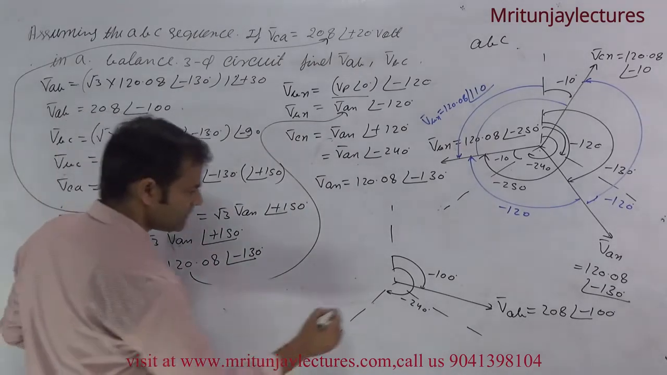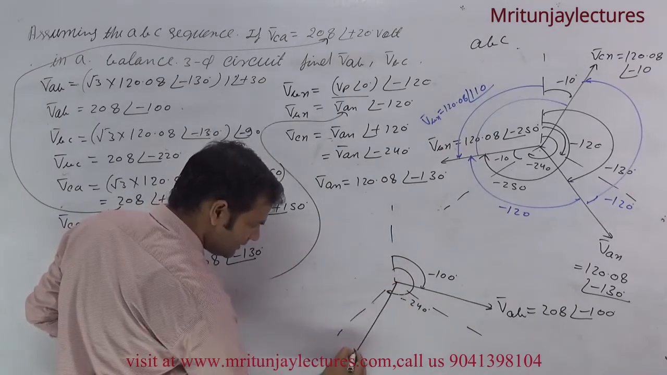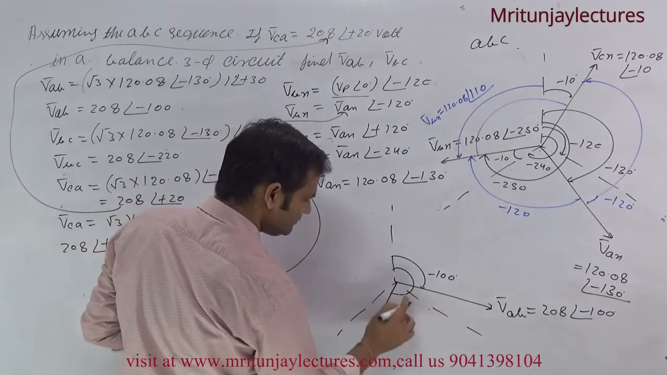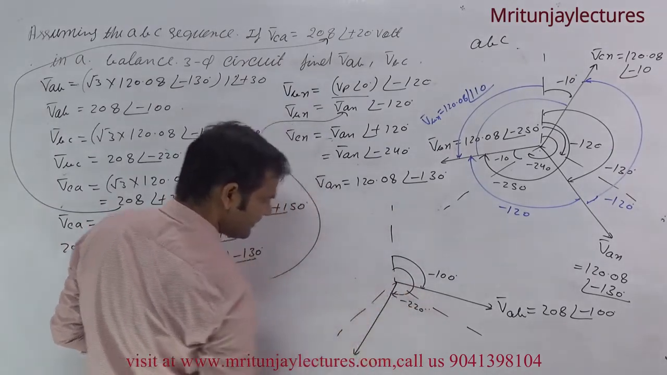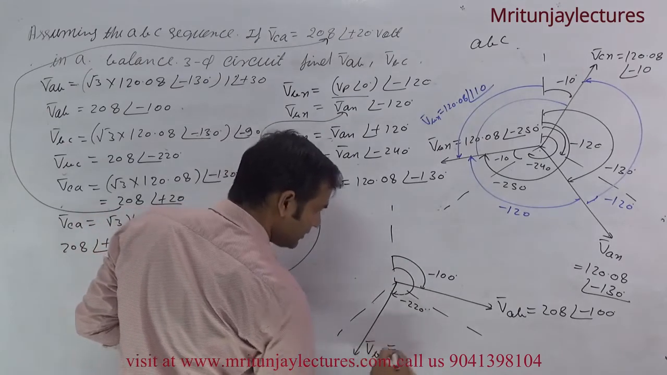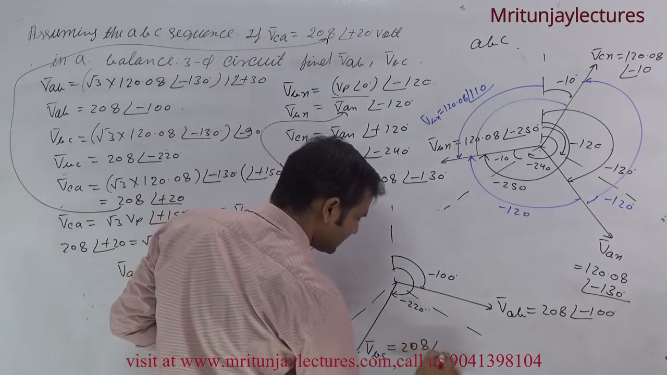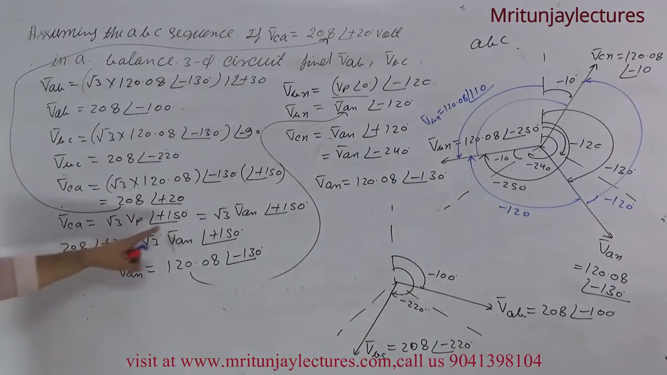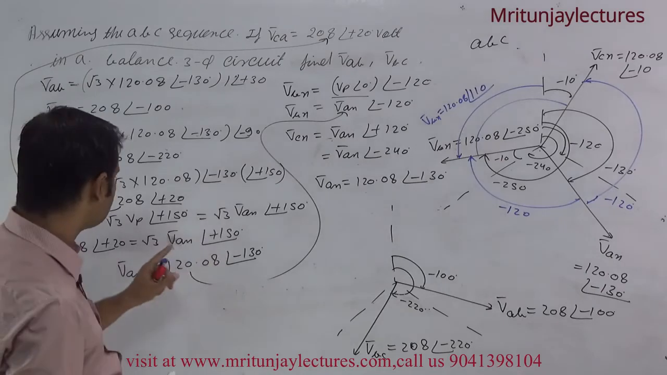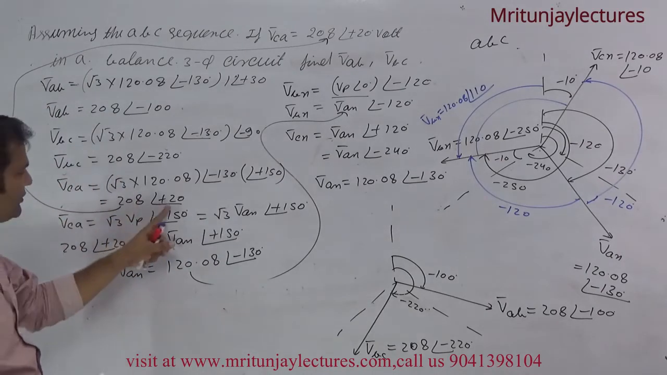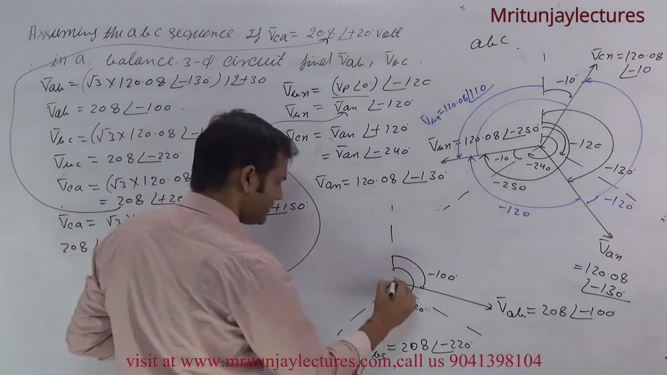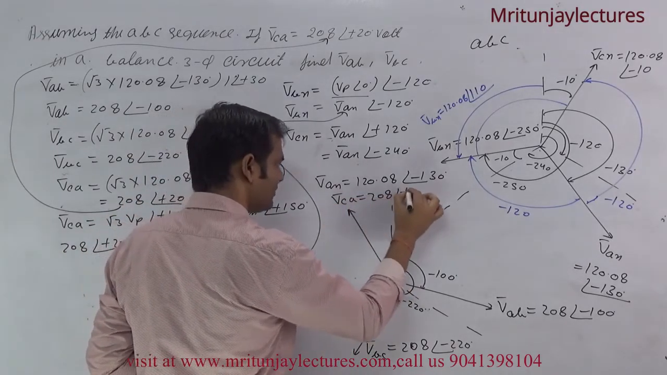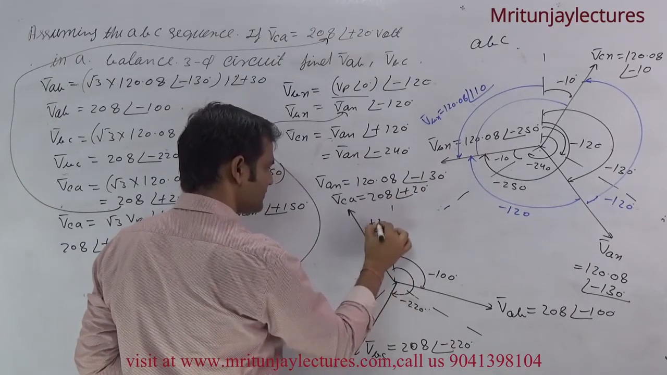220 means this one represents like this one. It means BC is 208 at the angle minus 220. Clear? After that CA is plus 20. What is CA? 208 at plus 20. It means it represents like this one. That is CA, 208 at the angle plus 20. Clear? This one is plus 20.